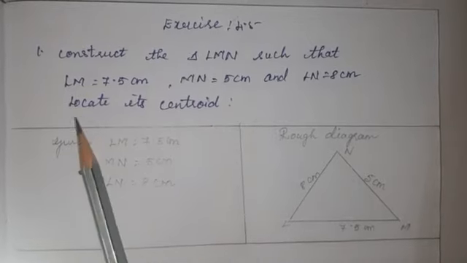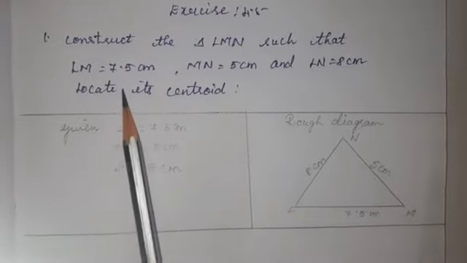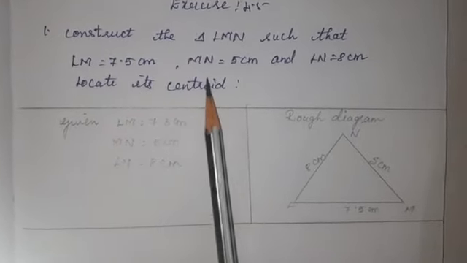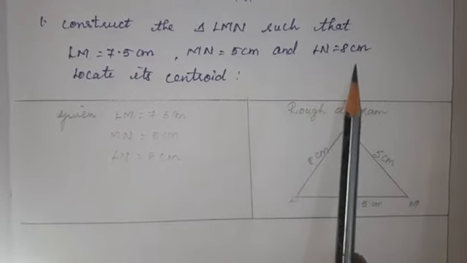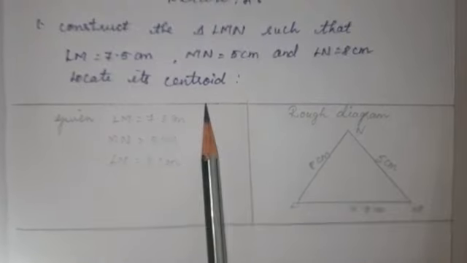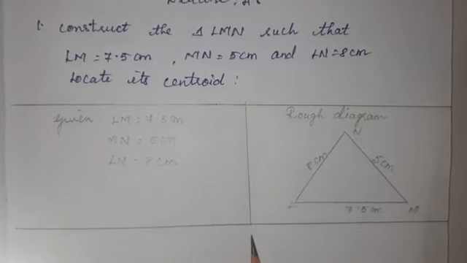Exercise 4.5. The first question. Construct the triangle LMN such that LM is equal to 7.5 cm, MN is equal to 5 cm and LN is equal to 8 cm. Locate its centroid. I told you to draw the line like this and divide the page.